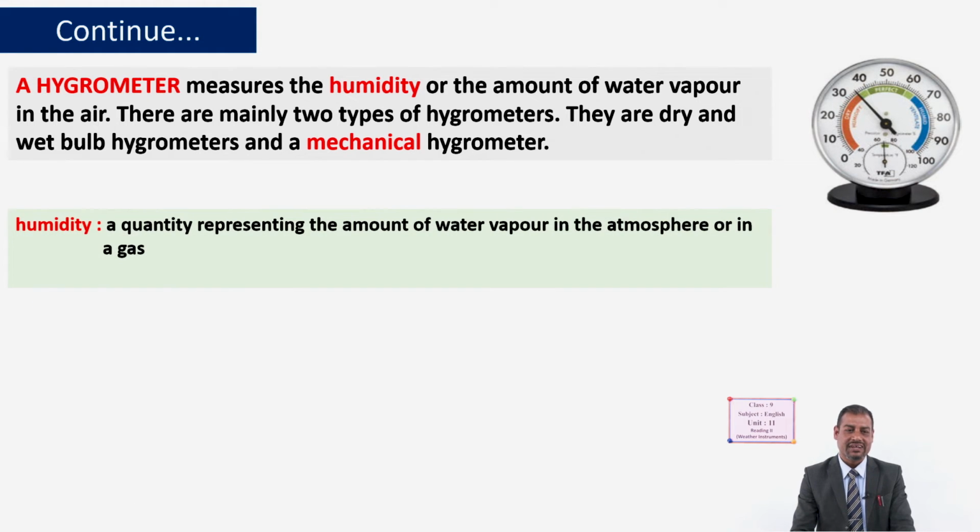Now let me show you the meaning. Humidity means a quantity representing the amount of water vapor in the atmosphere or in a gas. Okay, it is water vapor which we can find in the atmosphere or in a gas. And if you listen to the English news, then it is said humidity of the air, this much. In the news we can hear this word. Okay, have you written it down in your exercise book, the meaning of the word humidity? Good.